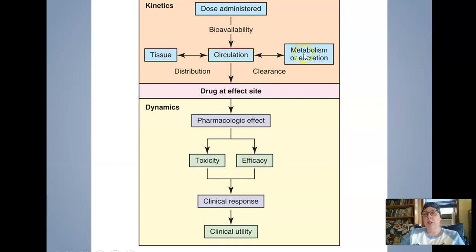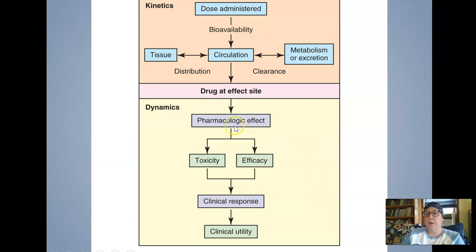And then from the circulation to the metabolism or excretion, and that's the drug's clearance. But part of it in the circulation is going to reach target tissues. So the drug effect at the site is its pharmacodynamics. So what is its pharmacologic effect? And if there's too much of the drug, you can have a toxicity. But normally, if enough of the drug reaches, you would have the effect intended that the drug has, and you have a specific clinical response and a clinical utility. So there you go.